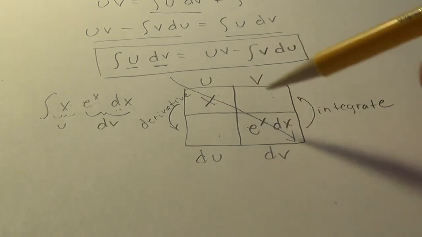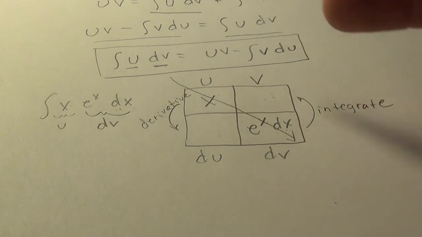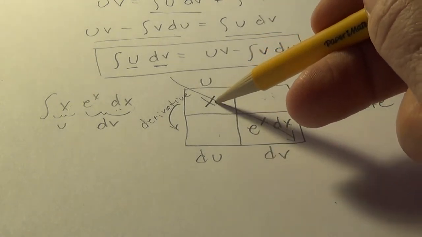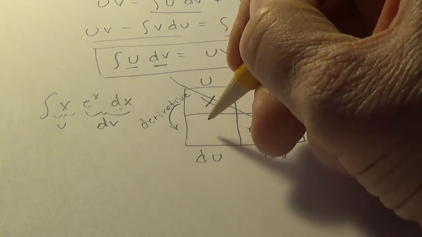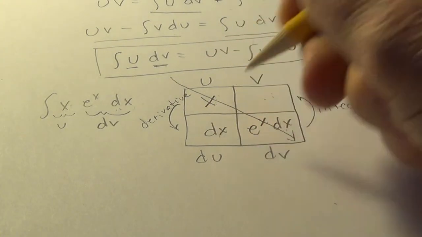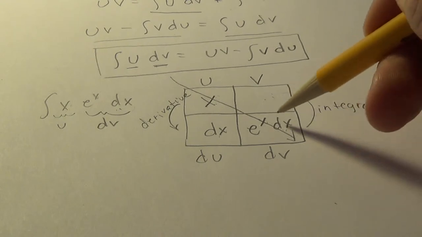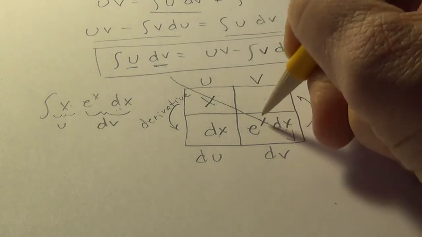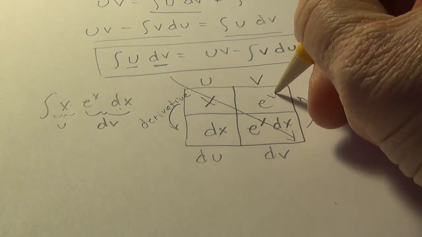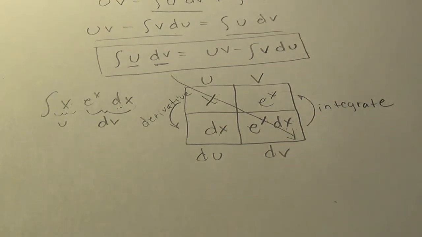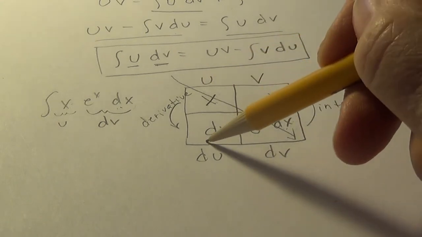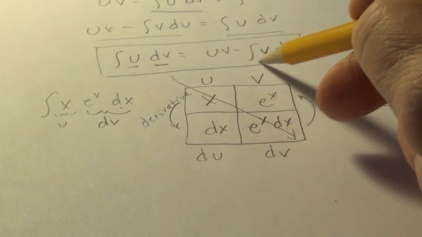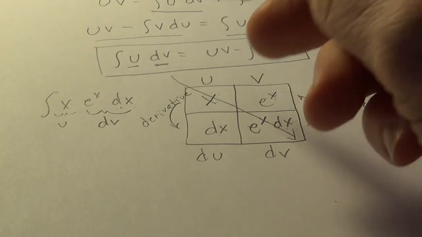All right, let's fill in the box. This came from the problem. These come from calculation. So I'm going to calculate the derivative of x, which is 1 dx. And then I'm going to integrate e to the x dx, which is its own integral, e to the x. So once your box is finished, you fill in this from the problem, you calculate this, then you're ready to throw everything into the formula.